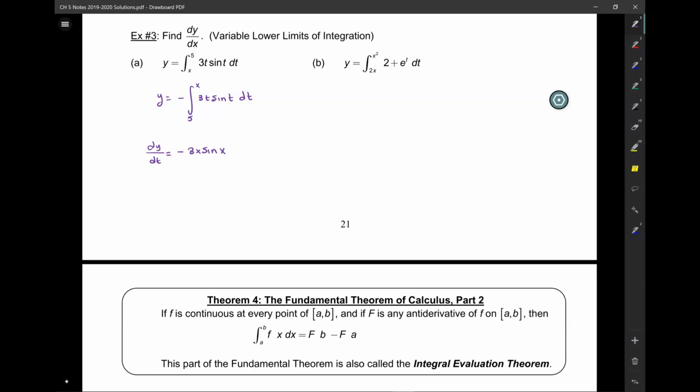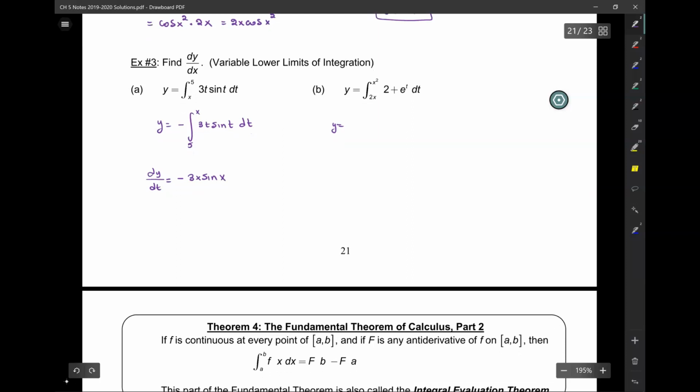Okay, now take a look at this one. I'm going from a variable to a variable. Here, I need to split things up. So here's what I'm going to do. I'm going to rewrite y as two integrals. I have 2x and x squared. Between 2x and x squared, which is the smaller value? It's 2x.